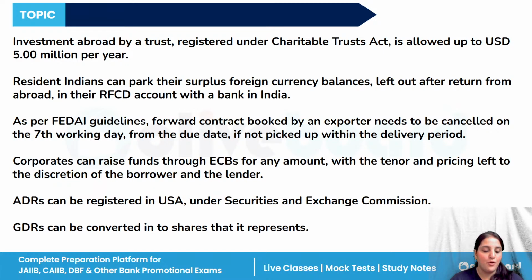Now, investment abroad via trust registered under Charitable Trust Act is allowed up to $5 million per year. If we talk about the liberalized remittance scheme, trusts registered under the Charitable Act are permitted to invest abroad within a specified limit of $5 million per financial year. This is true.